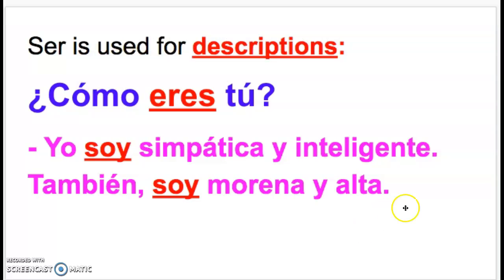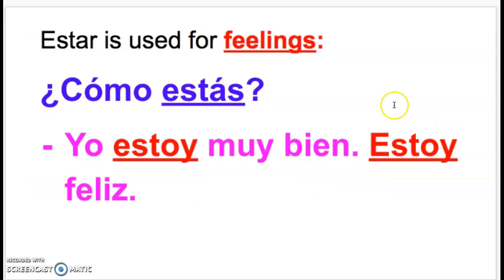Okay, so ser is used for descriptions, and we've already used this before to talk about who or what we are. Yo soy simpática y inteligente. También soy morena y alta. So we've used it to describe what we look like and also our personality. These are qualities that don't change very much. Okay, they're pretty consistent. Estar is used for things that do change a little more, like your feelings. ¿Cómo estás? Estoy feliz, estoy bien. Obviously, that's not something that's going to stay the same all the time.